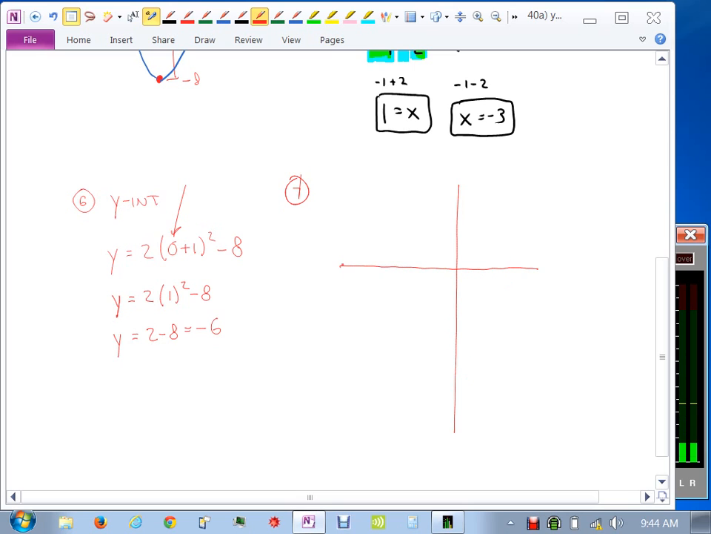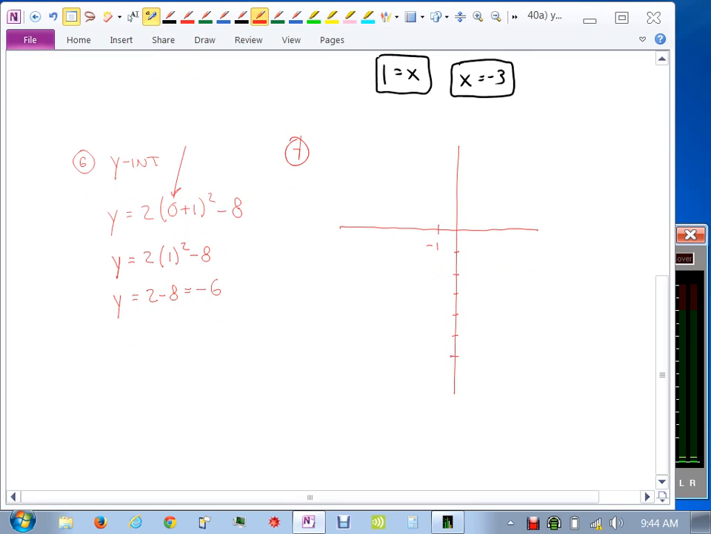Okay, my vertex is negative 1, negative 8. 1, 2, 3, 4, 5, 6, 7, 8. There's negative 8. So I'm going to put my vertex there. I have x-intercepts at 1 and negative 3. So here and here. I have a y-intercept at negative 6. Oh, negative 6 is here.